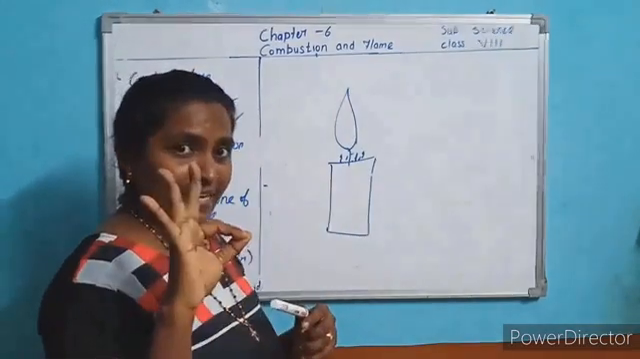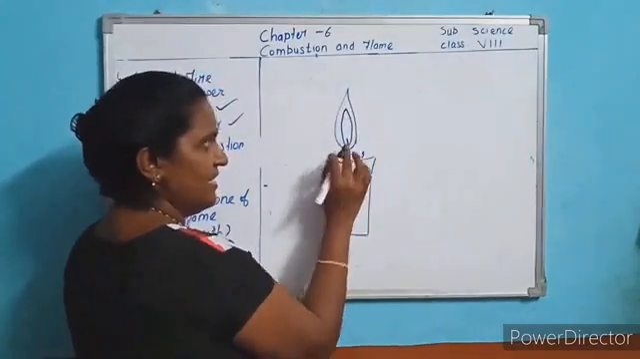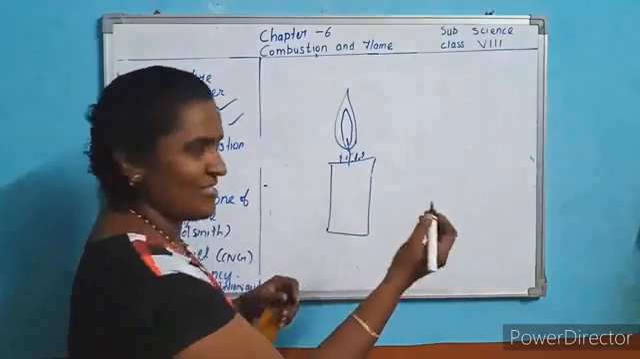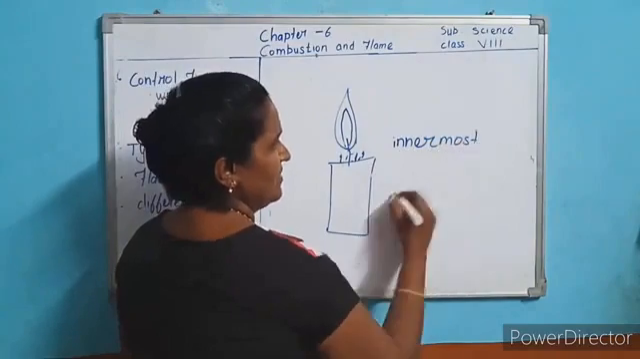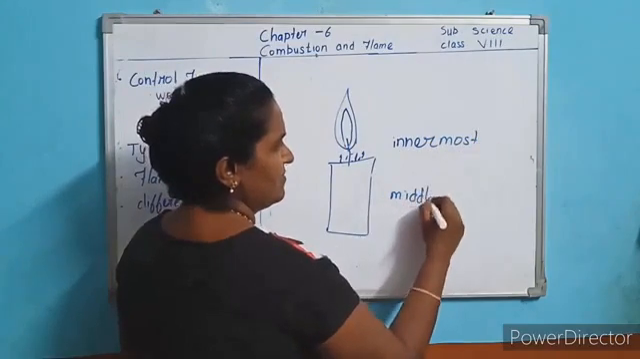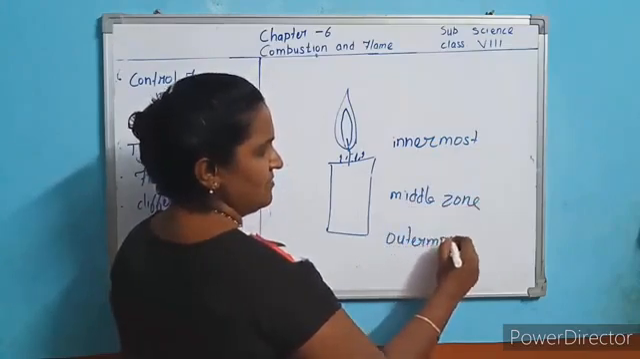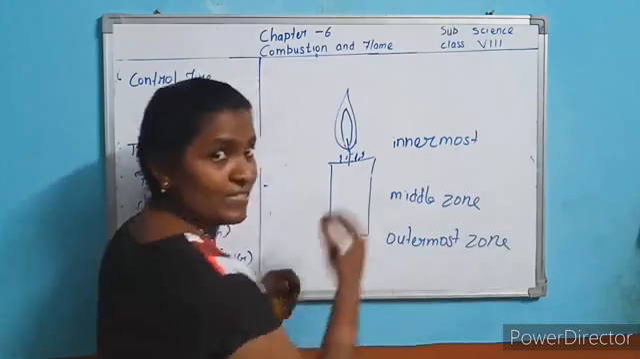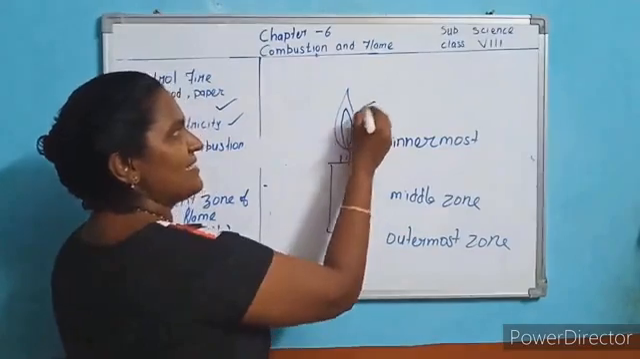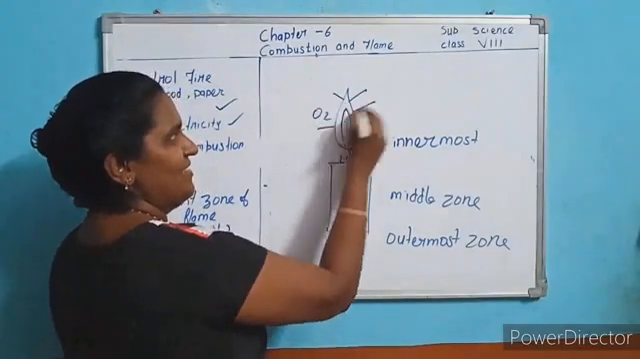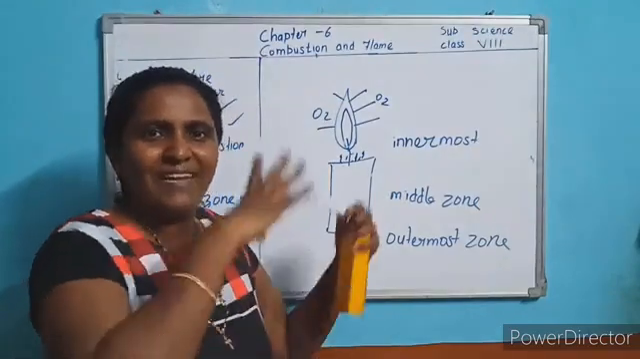In this flame, there are three kinds of zones: innermost, middle, outermost. Okay, three types of zone, three layers of zone in the flame. And the outermost layer gets enough oxygen, so it burns completely.